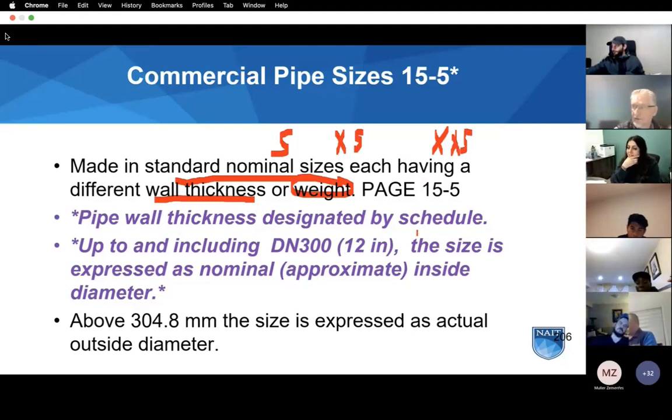And a more modern one: one of your exam questions talks about a modern method of designating pipe wall thickness, and they call it schedule number. Well, this actually came in 1932. So some of you were here at the beginning when we talked about old school things, and they're calling something invented in 1932 a newer method.